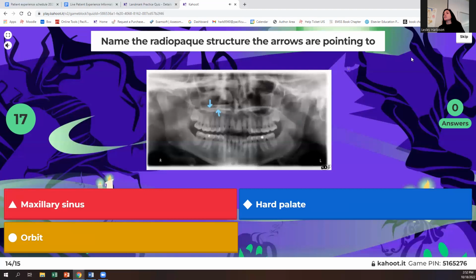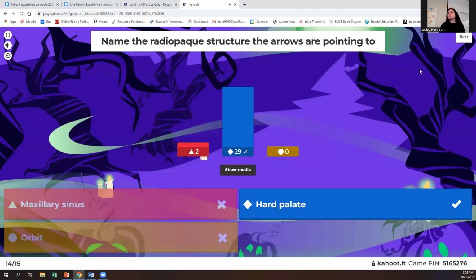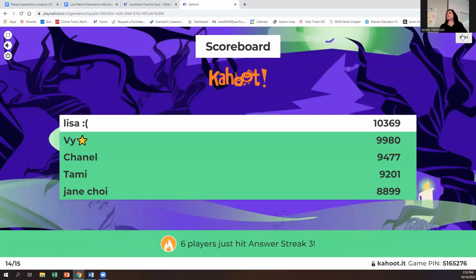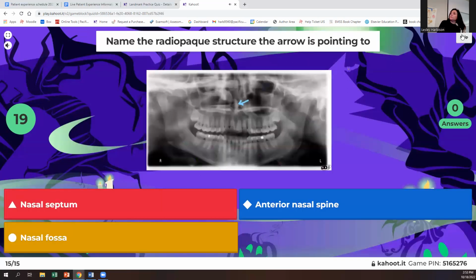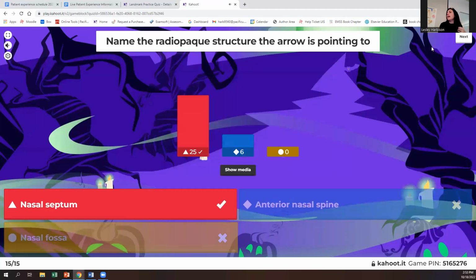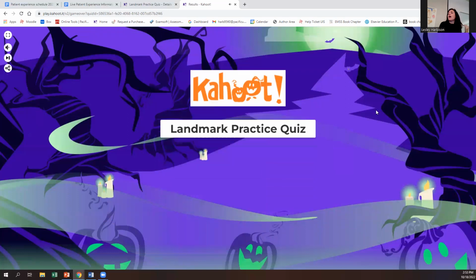Name the radiopaque structure that the arrows are pointing to. I need one more. The hard palate, good. Maybe that was the last one. Was it the last one? One more. Name the radiopaque structure the arrow is pointing to. Radiopaque. Nasal septum. Good job.